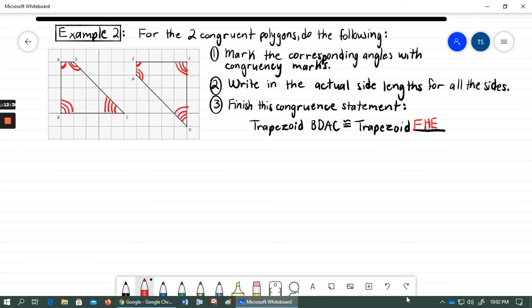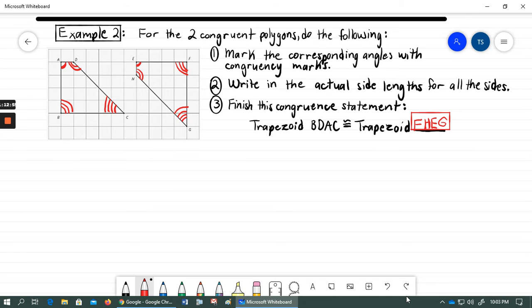All right, and then which one is corresponding with C? Well, we marked it. Angle G is corresponding with C. So that completes that congruent statement for part 3.